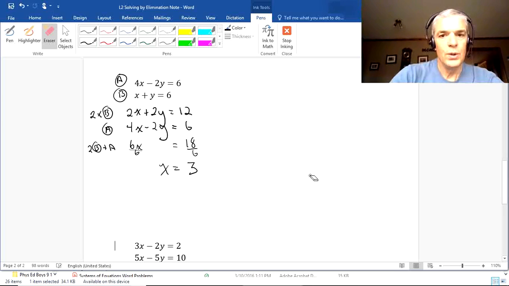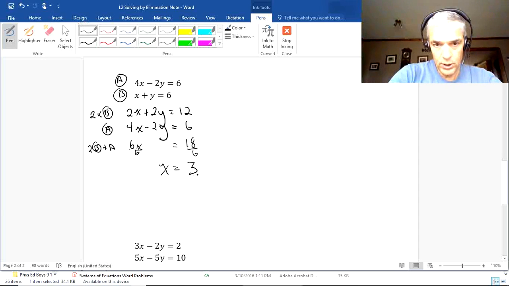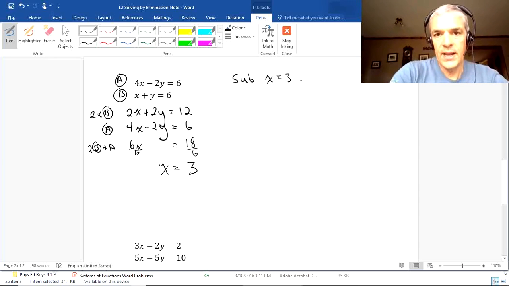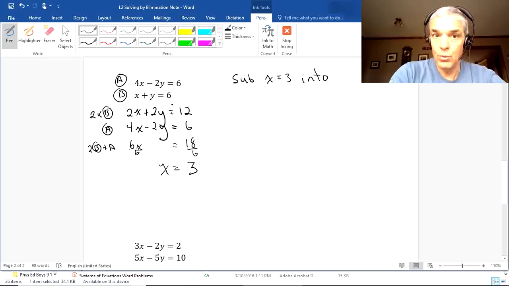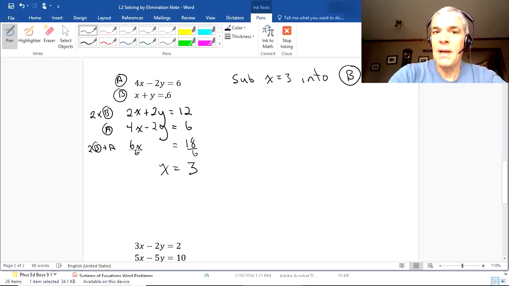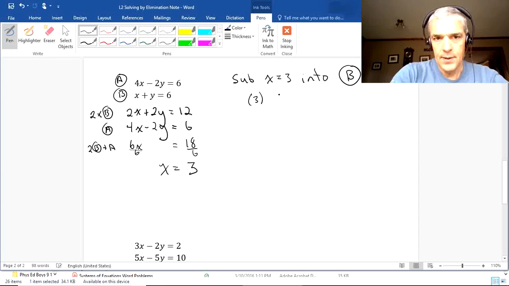I now know that my ordered pair starts with a 3 because the x value is a 3. Now I say sub x equals 3 into, and I can pick which one is easier. Well, I think most of you will quickly see that B is much simpler. So I'm going to choose B. And always going back to A and B, folks. I'm not picking one of these ones down here. I'm always picking from A or B, okay? So now I'm going to substitute that in. Well, where there's an x, I'm going to put a 3. So that's going to be 3 plus y equals 6.